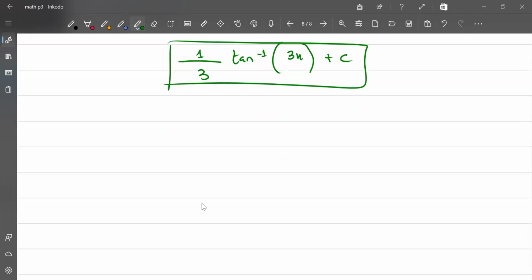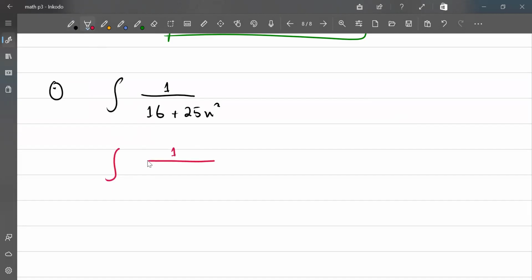Now let's look at another example. Let's say we have with us 1 upon 16 plus 25x square. We'll first have to express it in a manner in which the formula can be applied. So let's do that. 16 can be rewritten as 4 square, plus 25x square can be written as 5x the whole thing square.